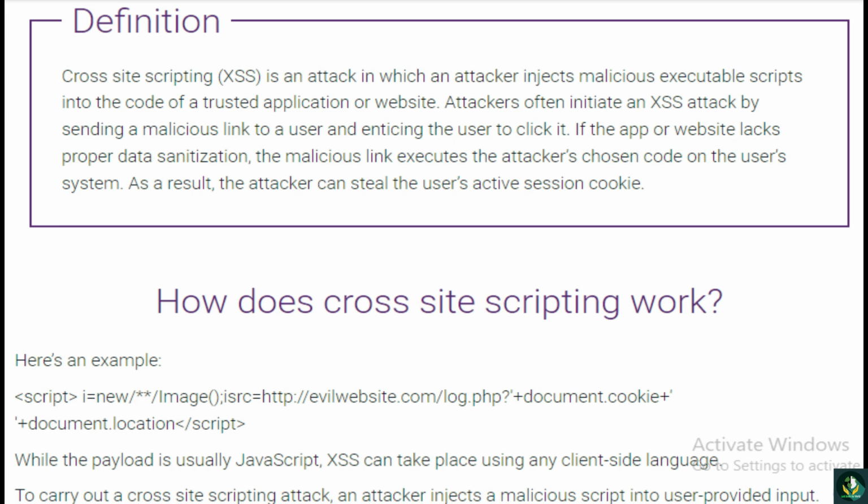How does cross-site scripting work? Look at this example. Script = new Image, image source = http site plus document.cookie plus document.location, then end script. While the payload is usually JavaScript, XSS can take place using any client-side language to carry out a cross-site scripting attack. An attacker injects a malicious script into a user's browser.